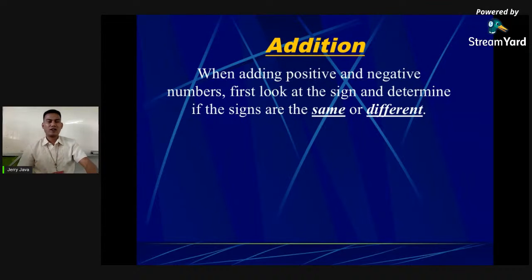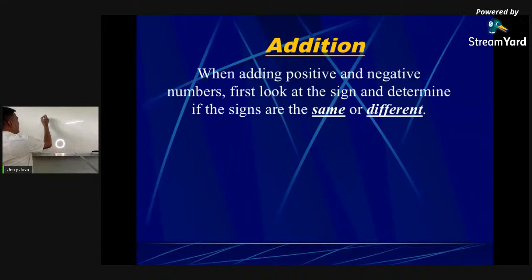Okay, let's go straight now to addition of integers, yung wala na tayong number line. When adding positive and negative numbers, you first have to look at the signs and determine if the signs are the same or different. Pag sinabing same, that would be like signs. Kapag different, unlike signs. One is negative, the other is positive. Yan yung unlike signs.